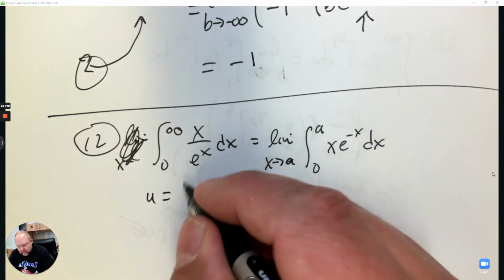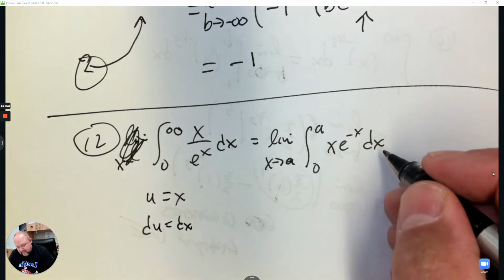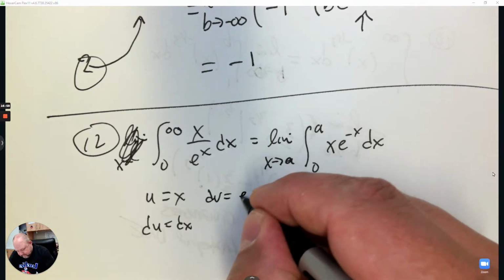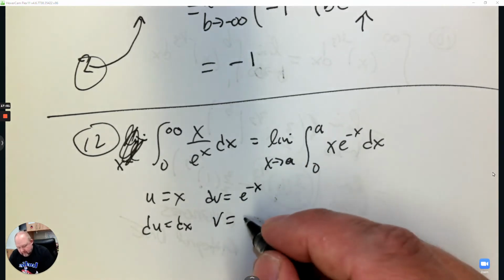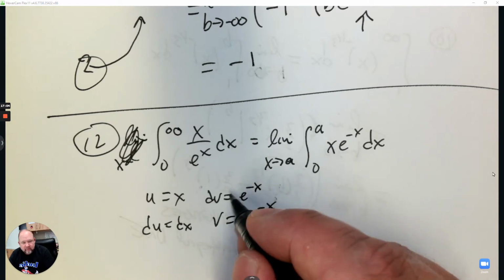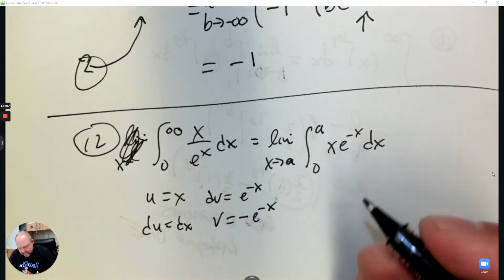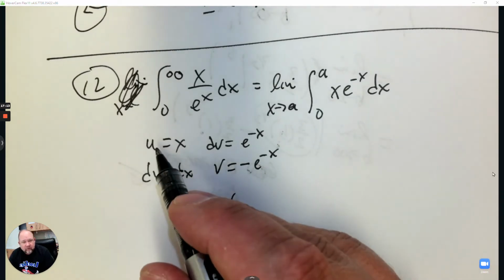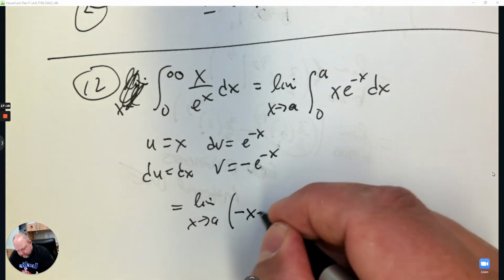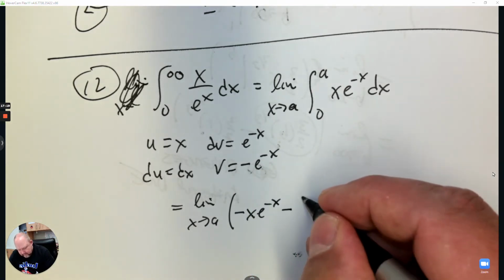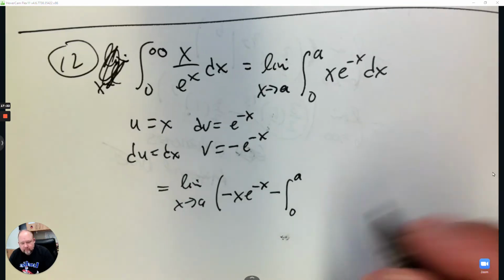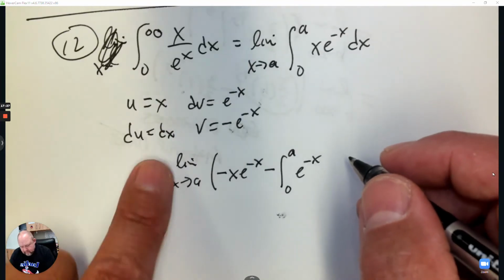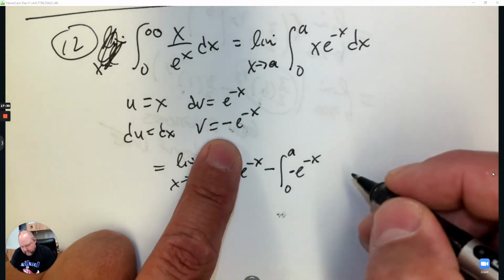So u is going to be x and du is going to be dx. e to the negative x is dv. And so when I integrate it, it just needs a negative e to the negative x. So when you integrate, the hook is negative, and then you copy. So that's what it is. The limit as x approaches a. So the formula is u times v minus, we're still integrating from 0 to a, v du, right? So v du.